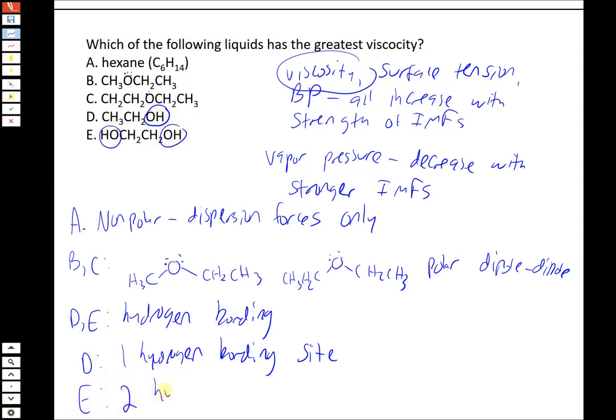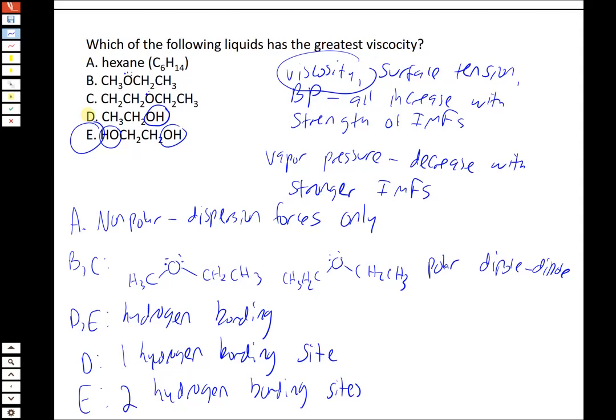So even though these molecules have similar size, similar molar mass and all that, in choice E, you have two hydrogen bonding sites. That makes the molecule able to form more hydrogen bonds when they're condensed together in a liquid. That will lead to overall stronger intermolecular forces and higher viscosity. So choice E is going to be the correct one here because it has the strongest type of intermolecular force and it has more of those possibilities than the one above it.